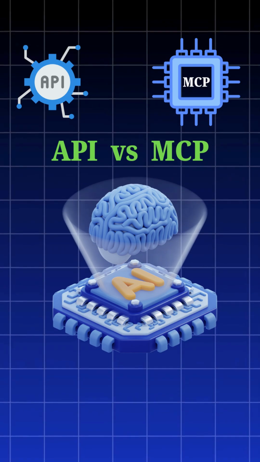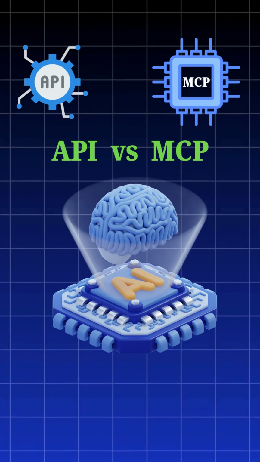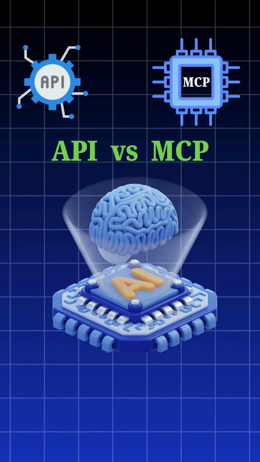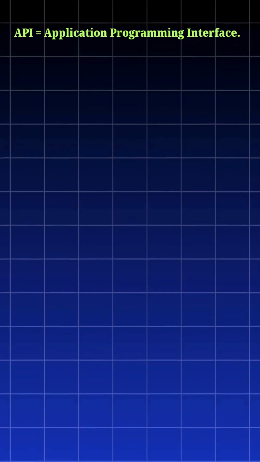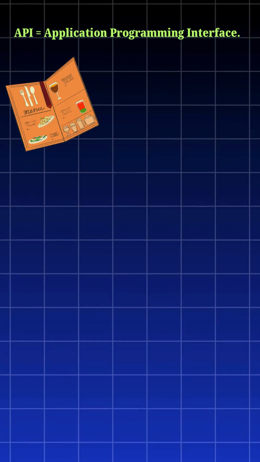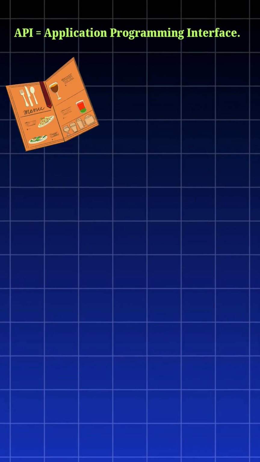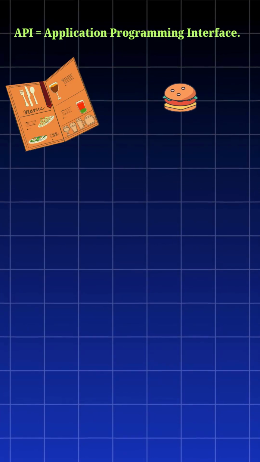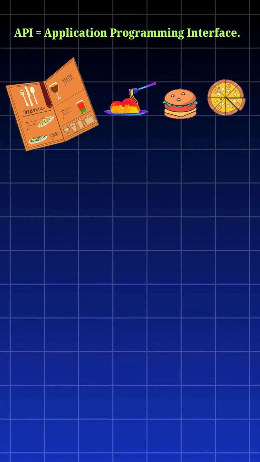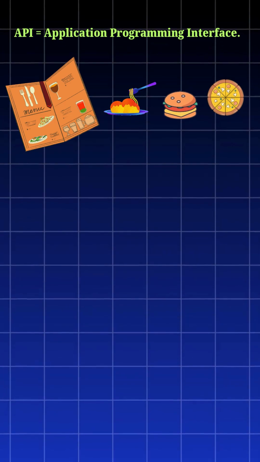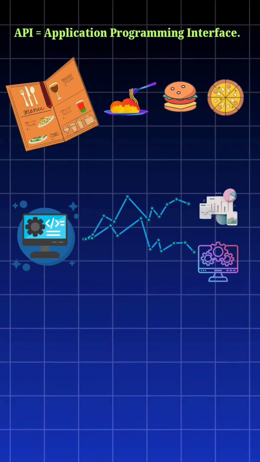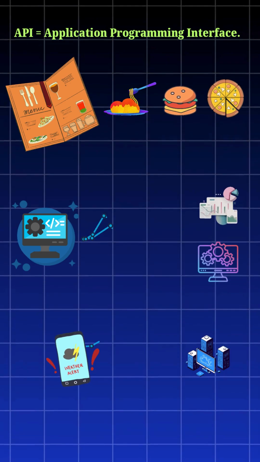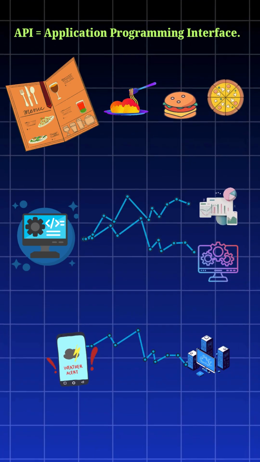API versus MCP. They sound similar, but they're built for totally different worlds. An API, or application programming interface, is like a menu at a restaurant. It tells developers what options are available and how to order them. APIs let one program request data or actions from another. For example, your weather app calling a server to get today's forecast.